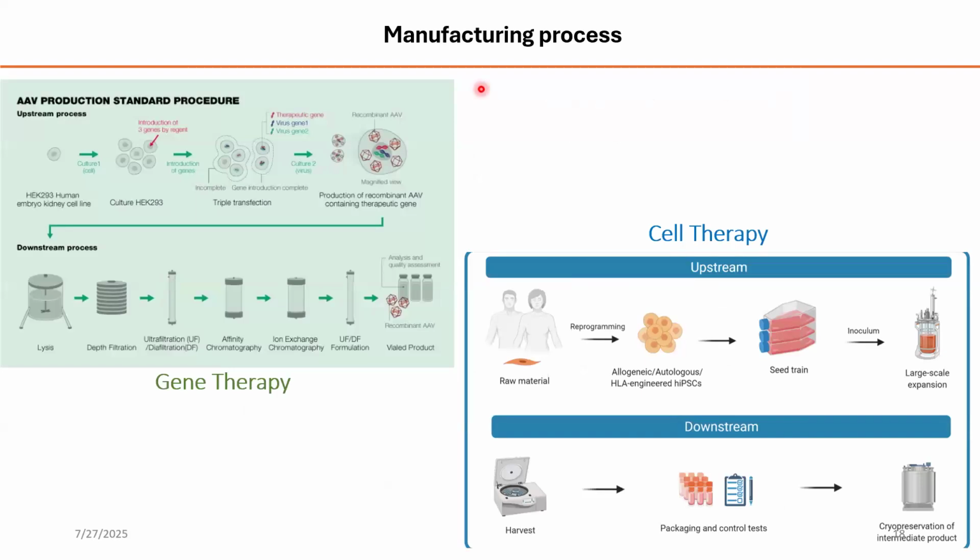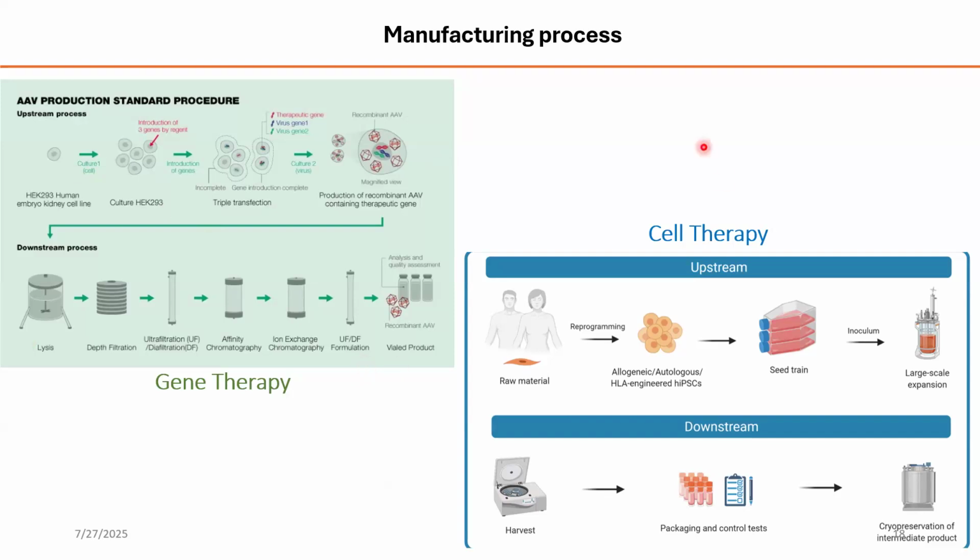So for the manufacturing of a gene therapy product, you undergo this standard procedure. You take these HEK cells, you culture them, you do transfection of the viral products to form a recombinant vector, in this case the adeno-associated virus. Then you go for the downstream where you do the lysis, remove the virus, collect the virus, and then you do all the purification process, and then it is formulated and then vialed into a product.